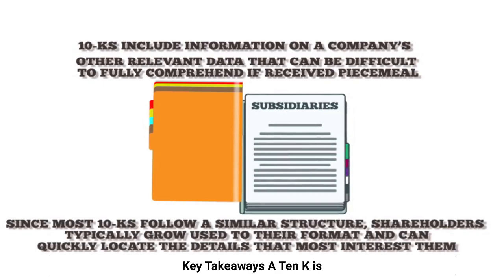Key takeaways. A 10-K is a comprehensive report filed annually by public companies about their financial performance. The report is required by the U.S. Securities and Exchange Commission, SEC, and is far more detailed than the annual report. Information in the 10-K includes corporate history, financial statements, earnings per share, and any other relevant data. The 10-K is a useful tool for investors to make important decisions about their investments.